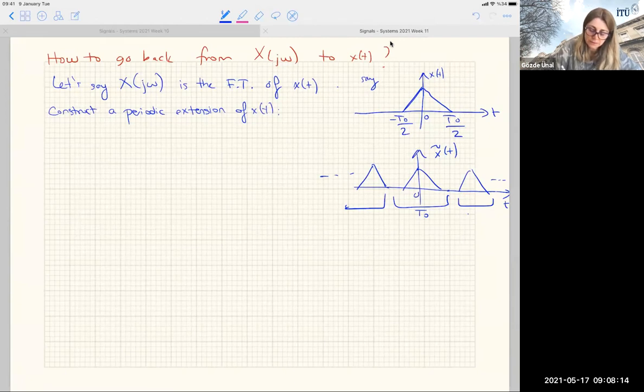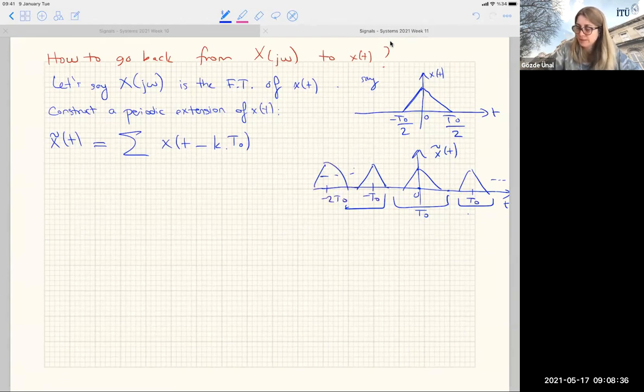So our periodic extension, we can write it in terms of x of t, as a sum of shifted x of t's, right? So it's going to be x of t minus k times T0. So this is at 0. Let's say this is at T0, minus T0. There will be a version at minus T0, etc., right? And here 2T0. Anyways, remember, a periodic signal repeats itself infinitely.